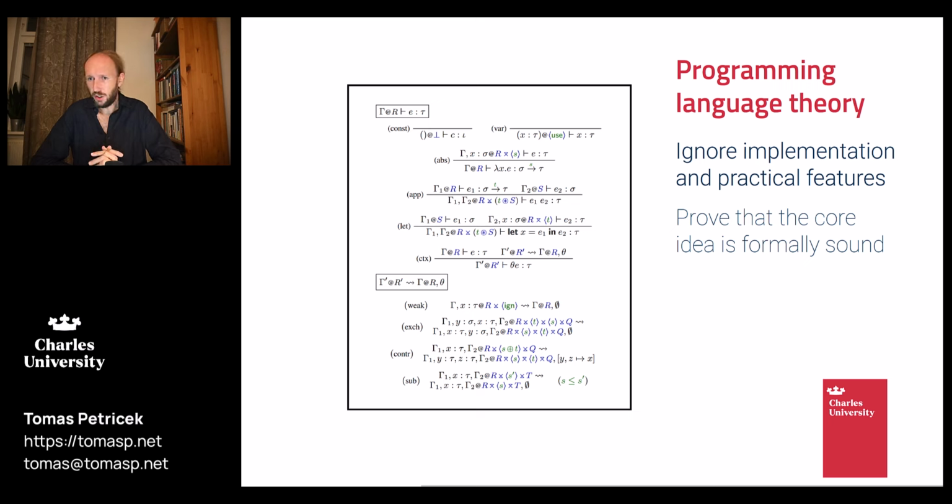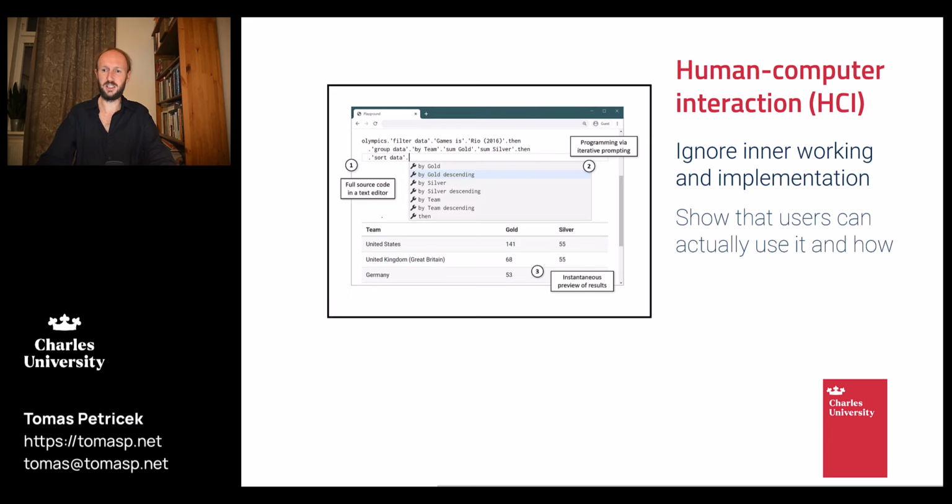There are different methods. A lot of people who work on programming languages will work on programming language theory, where you study the formal semantics of a programming language. This is great because you can understand the core idea and show that in some sense it's a formally sound concept. But when you're doing this, you're ignoring how the language could be implemented. You don't even have an implementation at all, and you're focusing on a small functional language with maybe lambda expressions, but no other practical features.